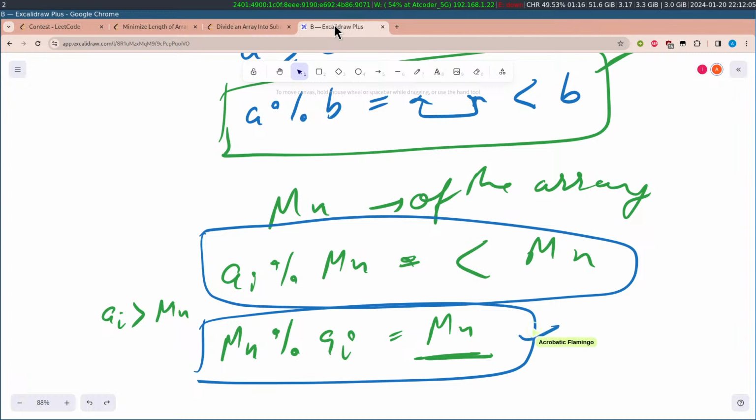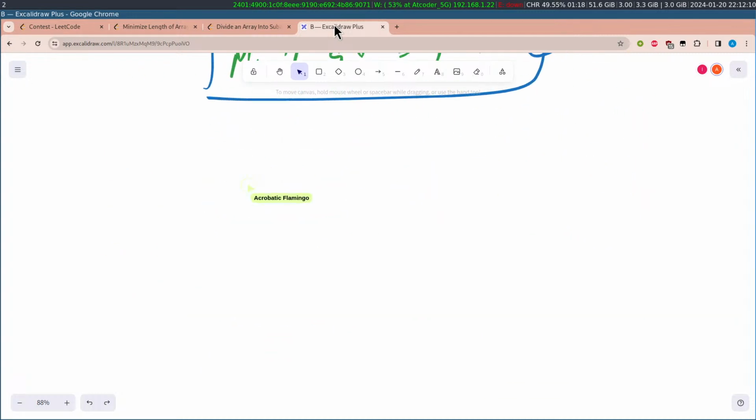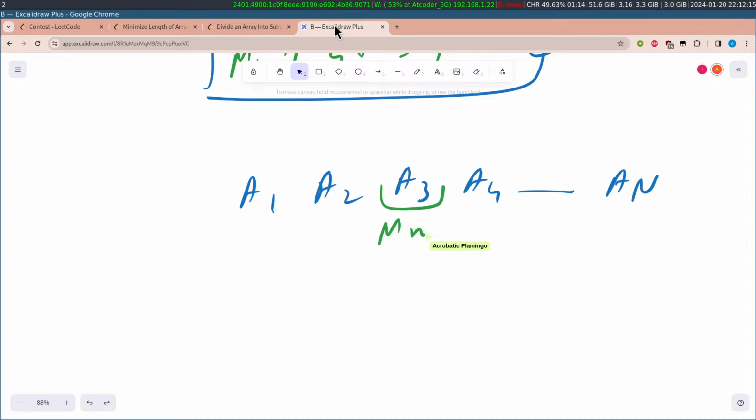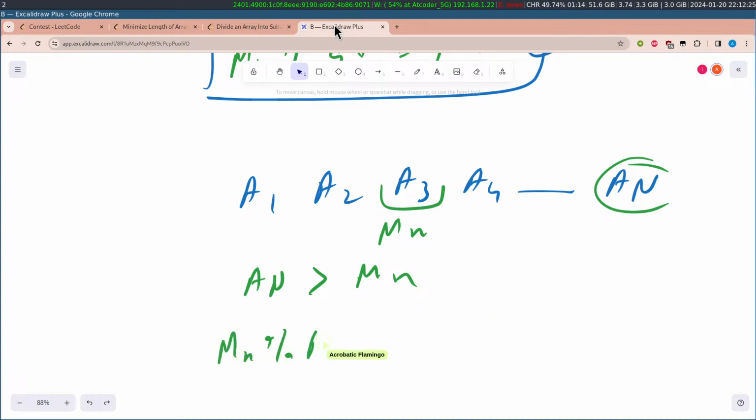So first look at this one. We have this array, let's say A1, A2, A3, A4, AN. And let's say A3 is the minimum, and let's say AN is the value which is greater than the minimum. If you choose this operation, it becomes the minimum again. So you would be deleting these two values and adding the minimum at the back.